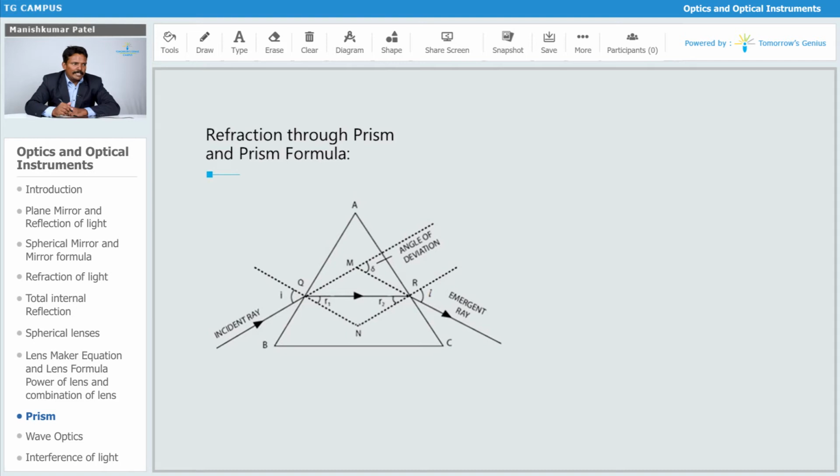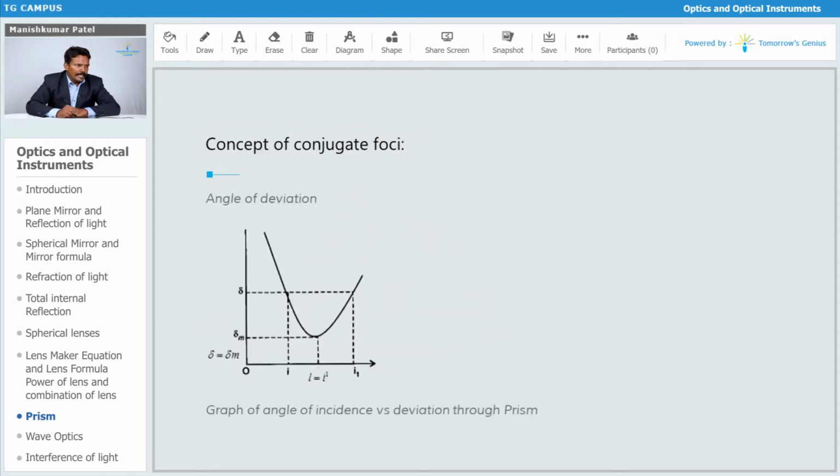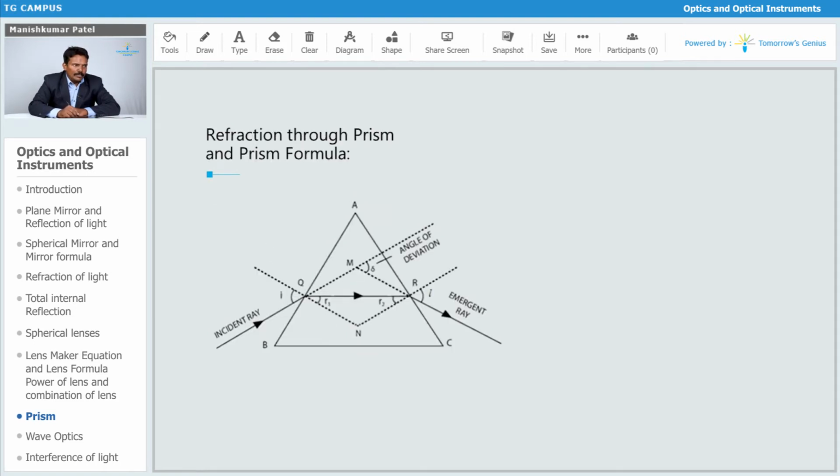Let's say this is the incident ray which I have shown in this diagram, and this is the normal at the interface AB. Then it will get bent towards the normal, since the refractive index, mu, is obviously greater compared to air. This is R1. Then it will move through the prism and strike the other interface, AC. The angle of incidence there is R2, and again it will come out.